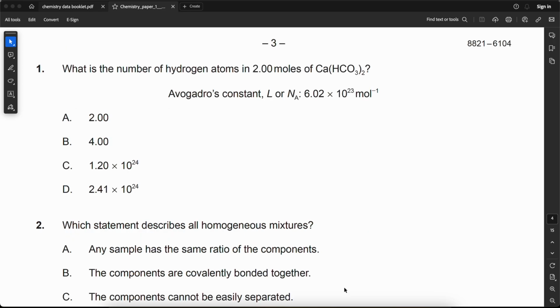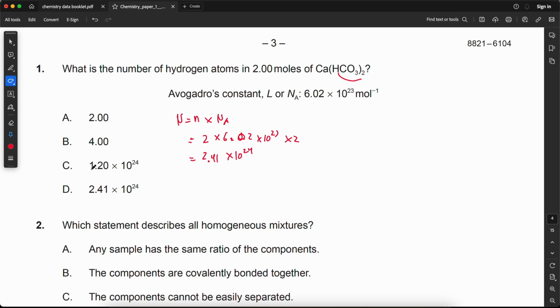What is the number of hydrogen atoms in 2 moles of Ca(HCO3)2, with the Avogadro constant known? Okay, so to find the number of hydrogen atoms, that will be n times Avogadro's number. So n will be 2 times 6.02 times 10 to the power 23 times 2, because hydrogen is 2 right here. Therefore, you will get 2.41 times 10 to the power 24.